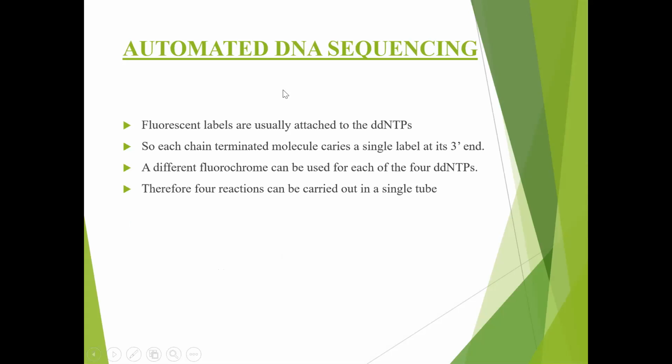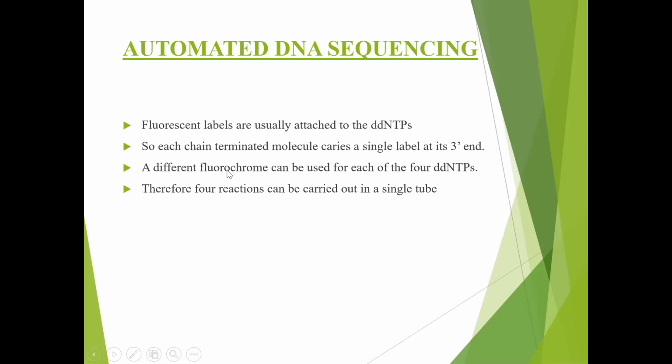And when we use this fluorescent label, usually they are attached to the ddNTPs, the chain terminators. We attach these fluorescent labels to the ddNTPs, unlike radioactive isotopes, which are usually labeled to dNTPs. Here they are attached to ddNTPs so that each chain-terminated molecule will carry a label at its 3' end. Obviously, each chain gets terminated because the ddNTP got incorporated at the 3' end of the chain. Since the label is attached to the ddNTP, each fragment will carry the label at its 3' end.